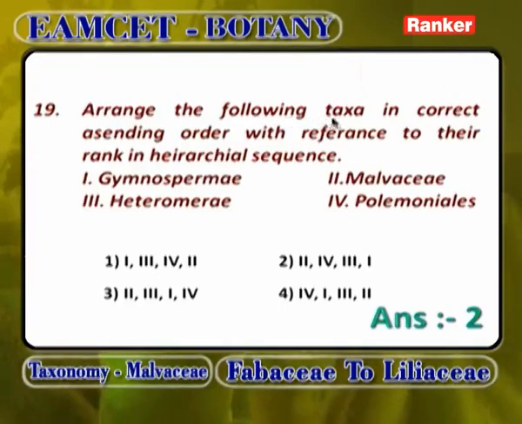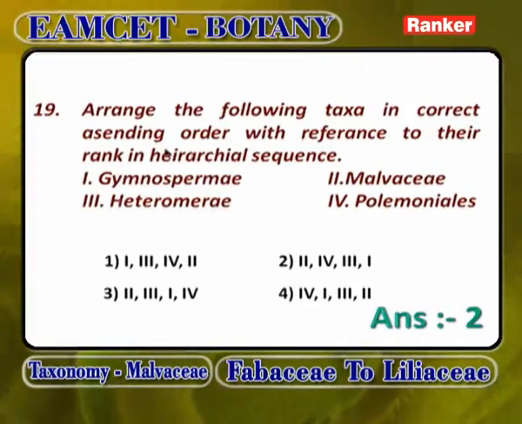Arrange the following taxa in correct ascending order with reference to their rank in hierarchical sequence. Hierarchical sequence means to which group they belong. First is always Malvaceae, because it is a family or natural order. Then Polymoniales, that is an order. Malvaceae, a family, is lower, and above it is the order. So 4 is Polymoniales.